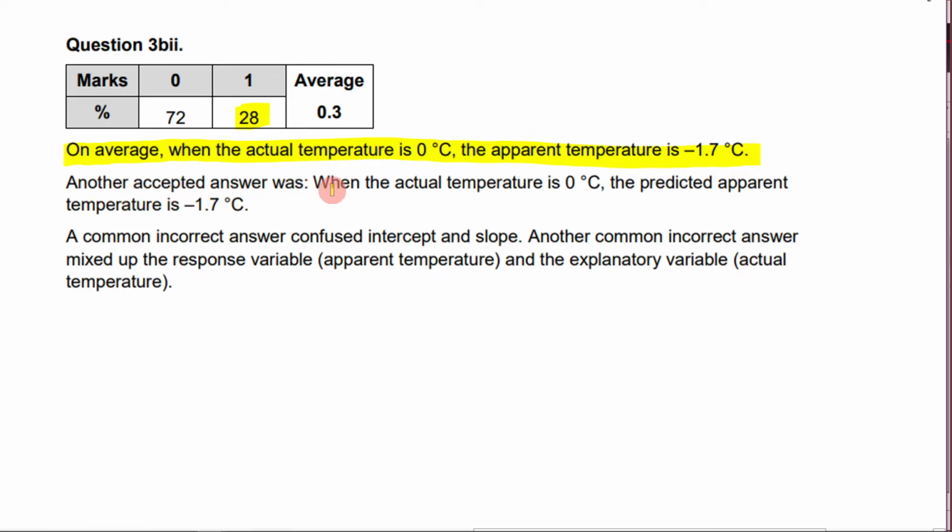Another accepted answer was when the actual temperature is 0 degrees, the predicted apparent temperature is this. A common incorrect answer confused the intercept and the slope. Another incorrect answer mixed up the response variable, the apparent temperature, and the explanatory variable, the actual temperature. So you can see how people made silly mistakes here by either mixing up the intercept and the slope or getting confused with the response and explanatory variable. So just be very careful and make sure that your responses look like this.